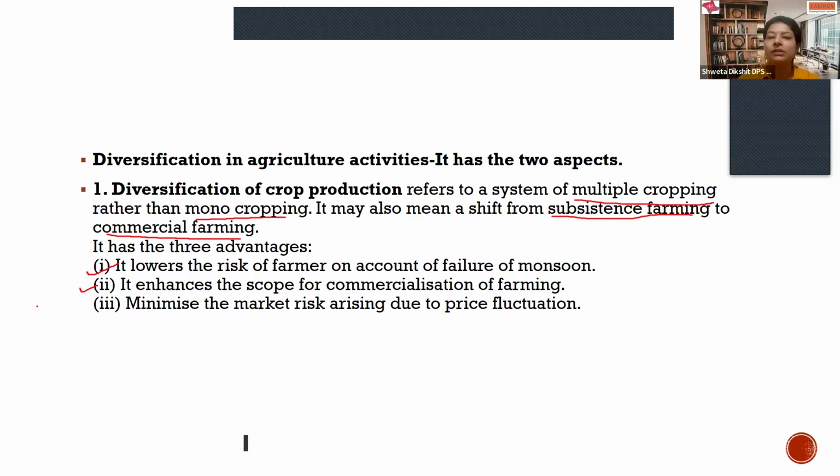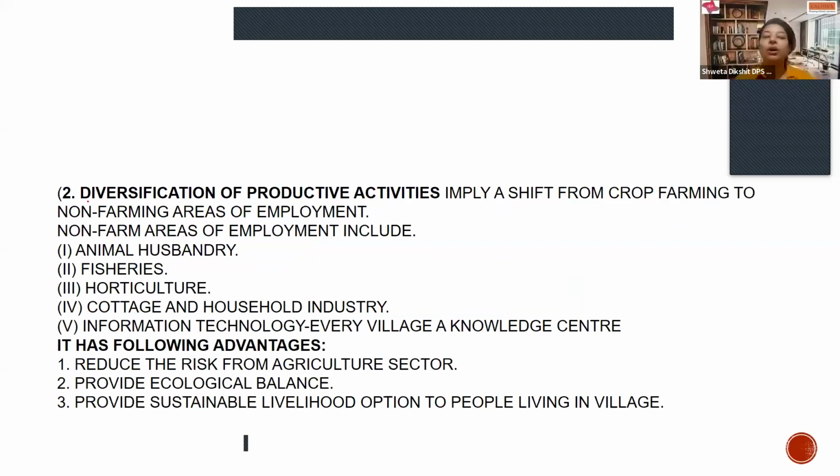Then, diversification of productive activities. That means other than farming, the farmer should also depend on many non-farm activities. For example, animal husbandry, fishery, horticulture, cottage industry, and information technology related work. It again has multiple advantages. First of all, it reduces the risk from the agricultural sector. It provides ecological balance. It provides sustainable livelihood. That means there is an ensured livelihood and source of income.